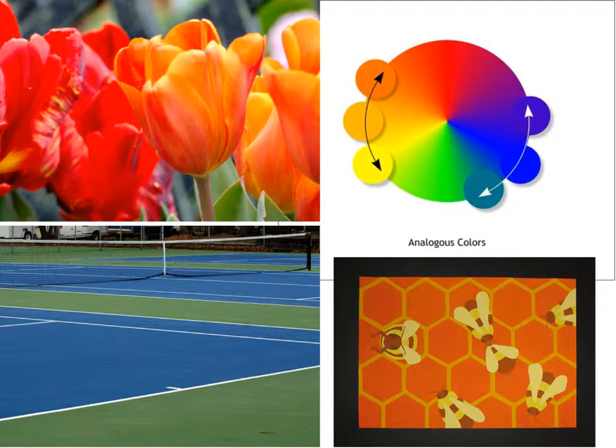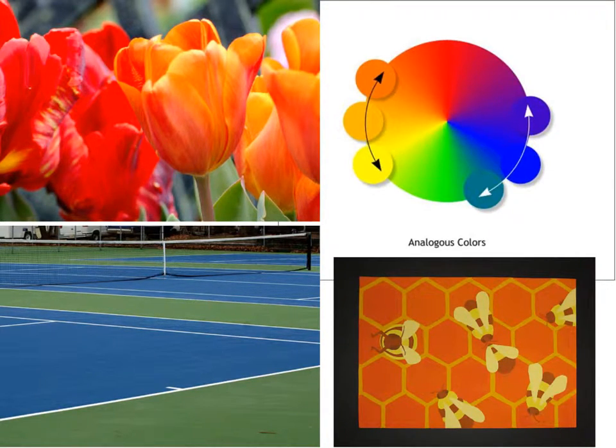Fascinating. This is a word we don't use very much. Kind of like an analogy. Do you see analogy? Analogous. Analogous colors. An analogy is a way that we explain something with a similar concept. And analogous just refers to similar or neighboring colors.